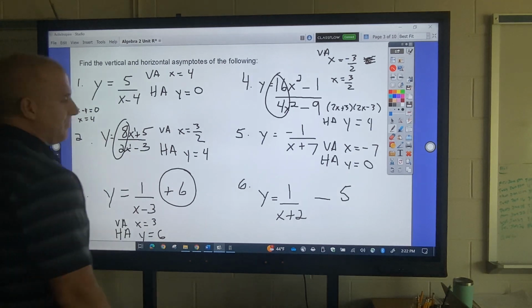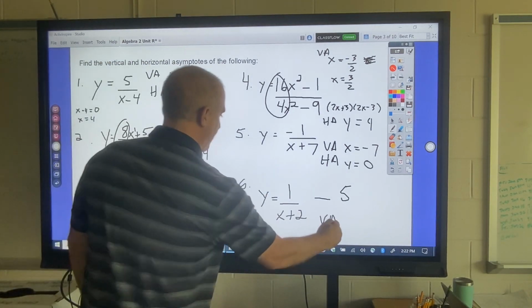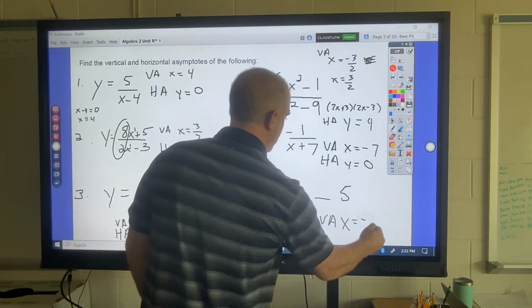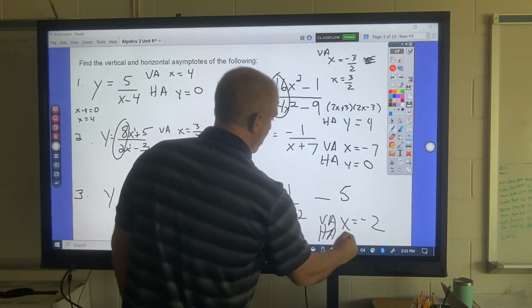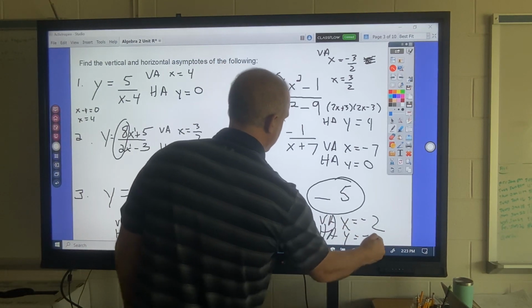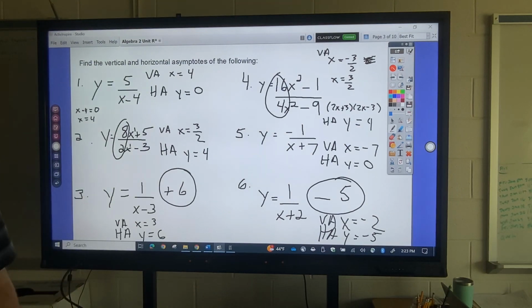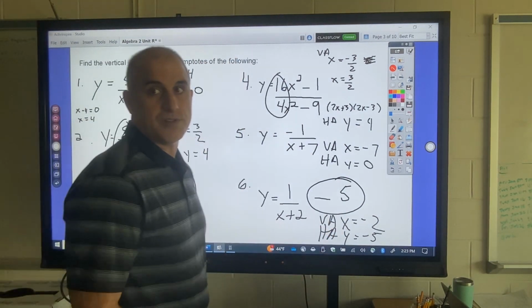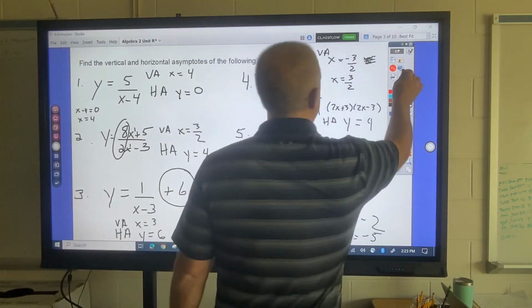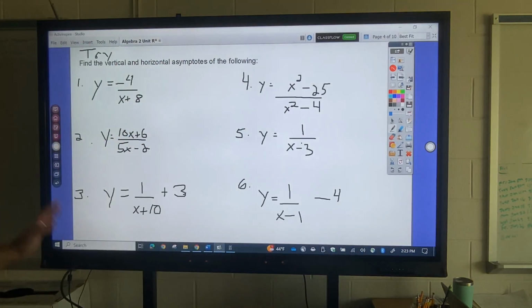This is the inverse function, so my vertical asymptote, if I solve that, would be x equals negative 2. My horizontal asymptote would be y equals whatever that number is, which is negative 5. Okay? All right? So you can see all that good? So you guys can go ahead and practice those on your own.